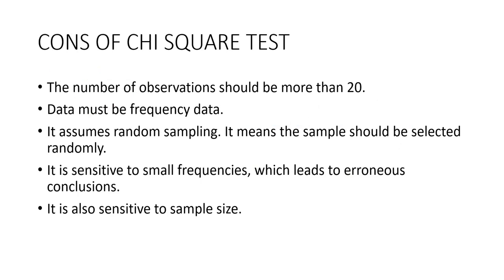The cons of the chi-square test: the number of observations should be more than 20. Data must be frequency data. It assumes random sampling, which means the sample should be selected randomly. It is sensitive to small frequencies, which leads to erroneous conclusions. It's also sensitive to sample size. These are all the cons of the chi-square test. So when you select the chi-square test for your data set, you need to understand these aspects as well.